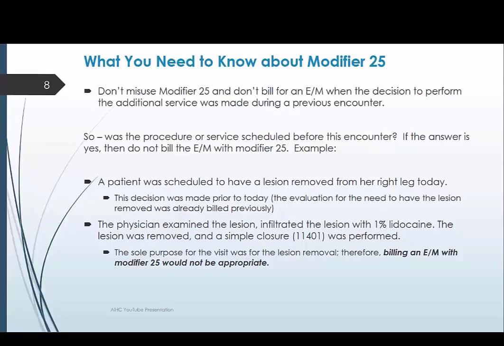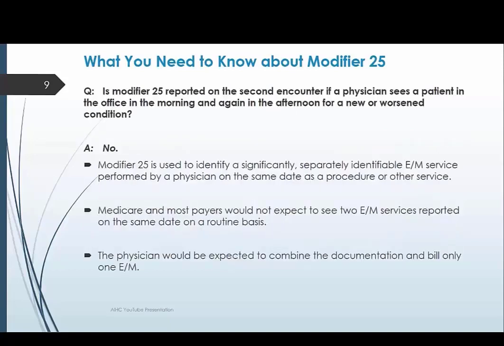So the patient returns on a different day. The physician examined the lesion, infiltrated it with lidocaine. The lesion was removed and a simple closure, which is 11401. In this case, you don't bill E&M. Modifier 25 is only appended to E&M, so you'd only bill 11401 because the decision that this service was needed has already been performed and you don't want to double bill it.